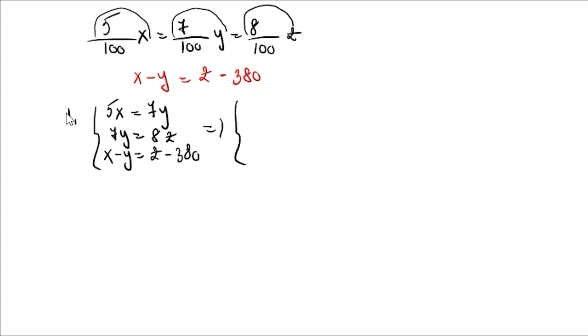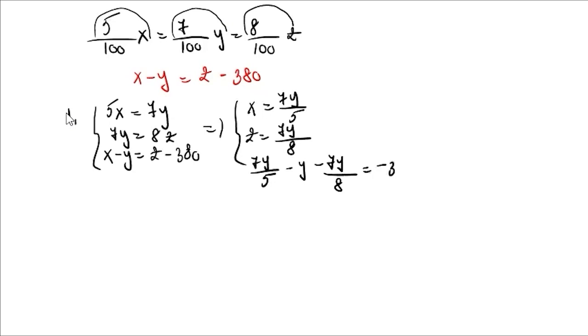Now we find x and z depending on y. So x equals 7y over 5, and z equals 7y over 8. In the last equation, I replace x and z: 7y over 5 minus y equals 7y over 8 minus 380.